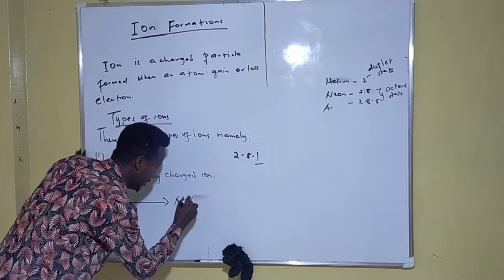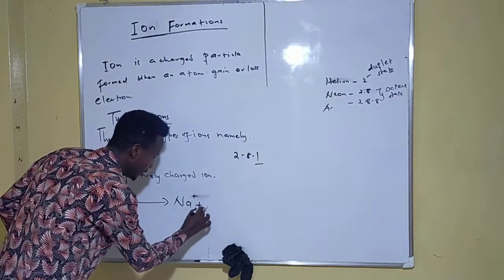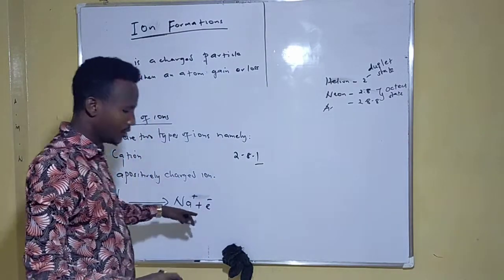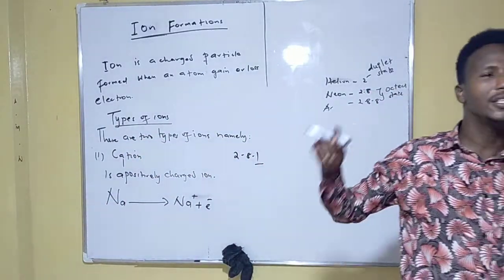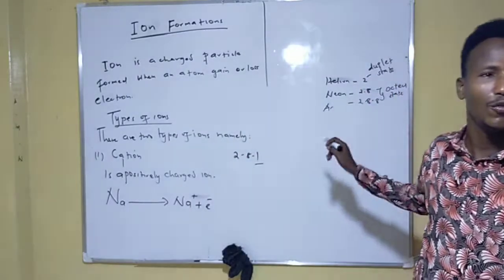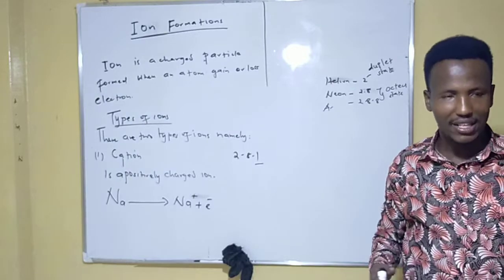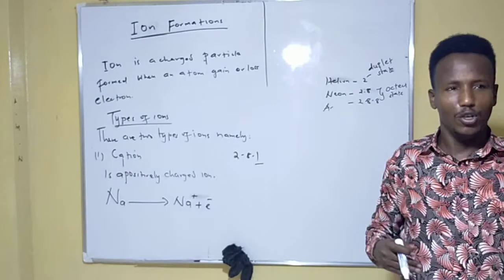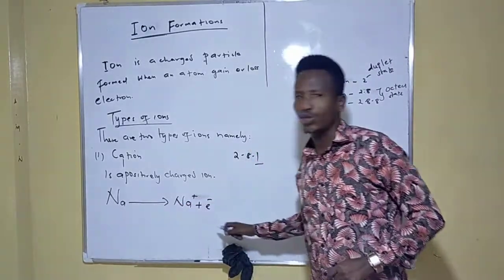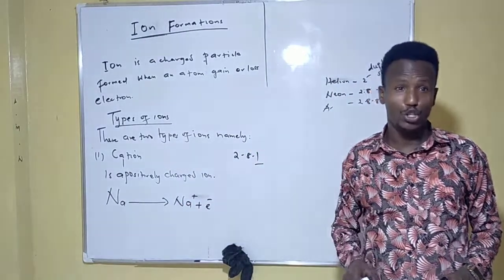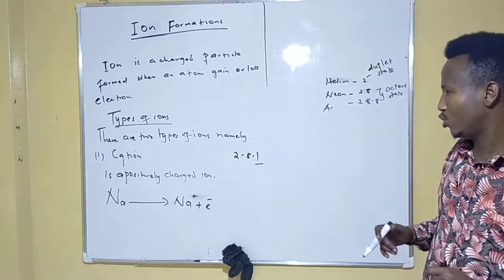Sodium ion, remember, is written like this, Na+. Why? Because it has lost 1 electron. Plus e, where e means the electron lost. So loss of electrons is always indicated on the right hand side of the equation, while gain of electrons, which we are going to discuss, is always indicated on the left hand side of the equation. So this is how sodium will form its ion in equation form.